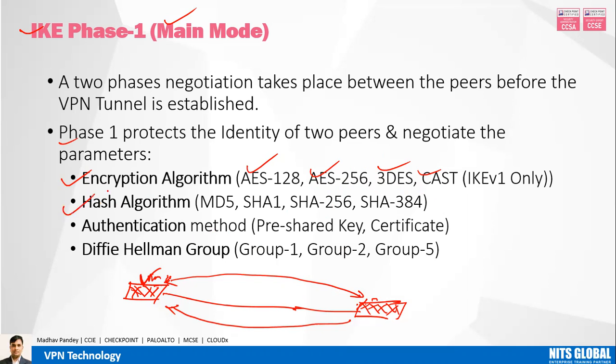The second one is the hash algorithm. What is the hash algorithm for? The hash algorithm is basically responsible for data integrity. Are you using MD5, SHA-1, SHA-256, SHA-384, or one of the many other SHA versions? Which one you are using.